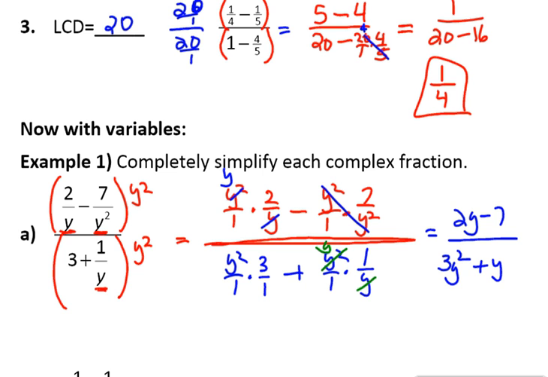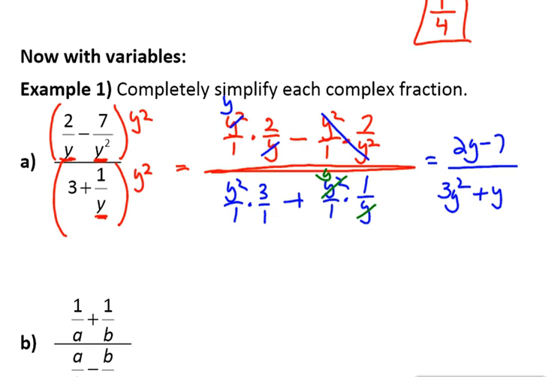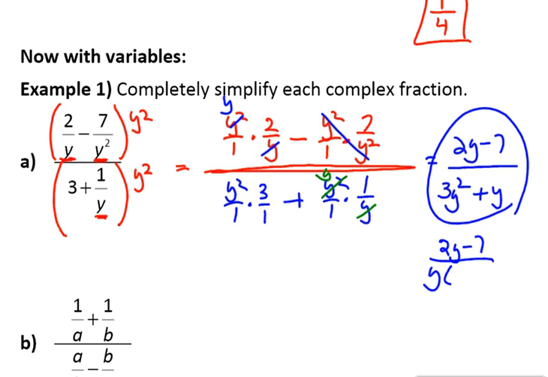You might take a minute and look at that and think about whether it will reduce or not. This actually doesn't. So this is the answer. You could also leave it with that denominator factor showing y times 3y plus 1. And again, you can see that it does not reduce. So either one of those would be acceptable.